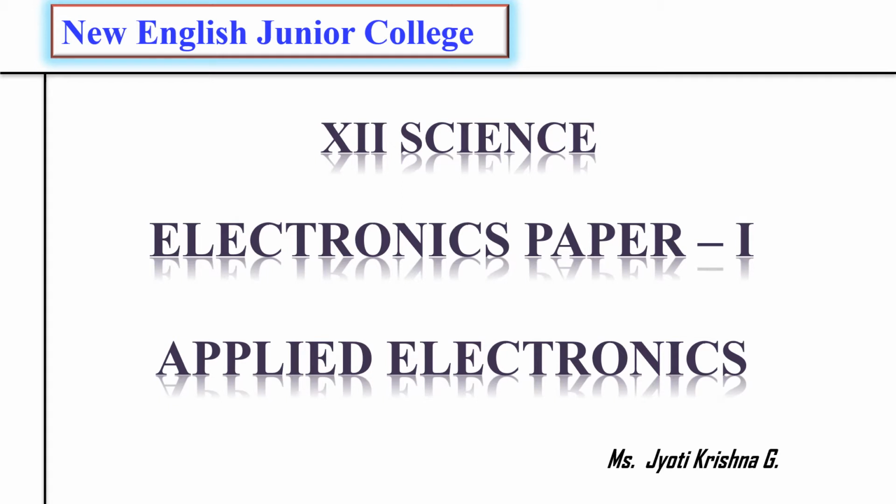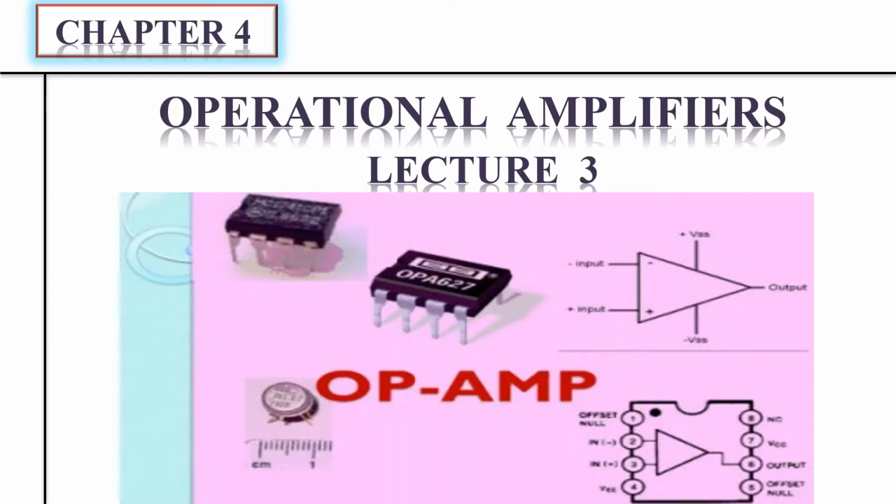So let us start with electronics paper 1, applied electronics. Students, we already started with chapter number 4, operational amplifier. So this is the third lecture. So let us see what we saw in the first two lectures.